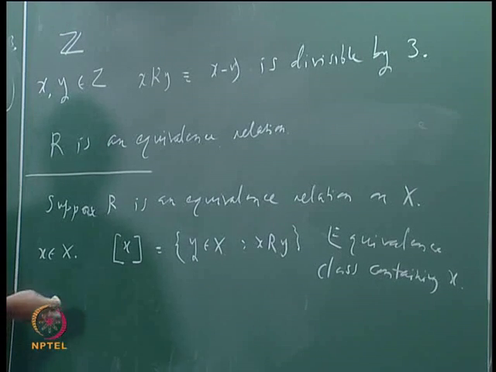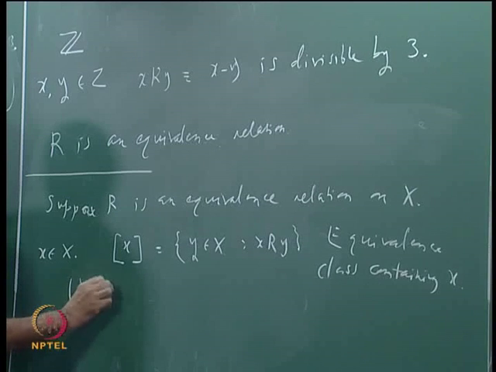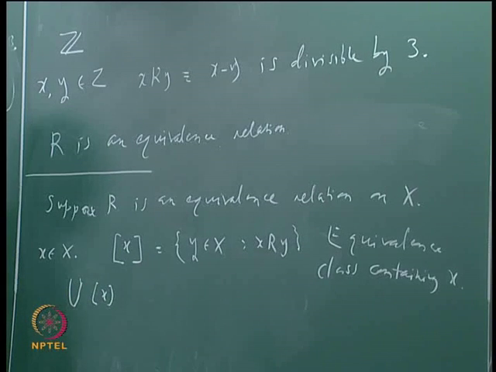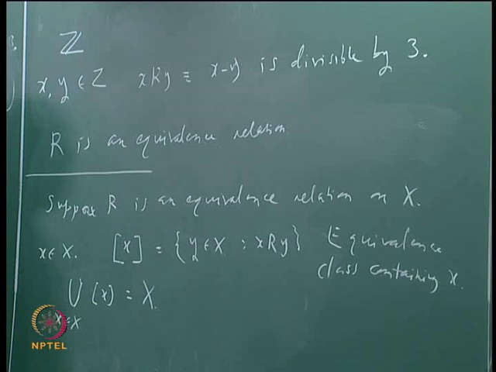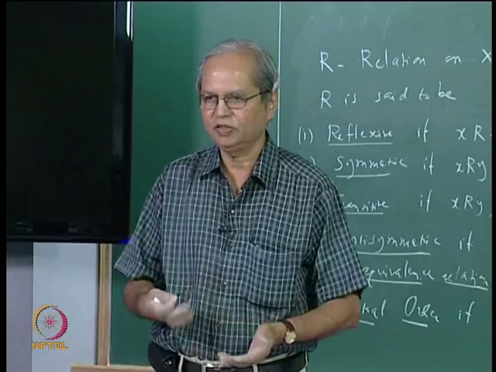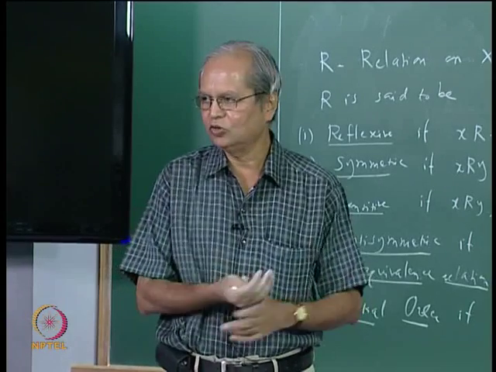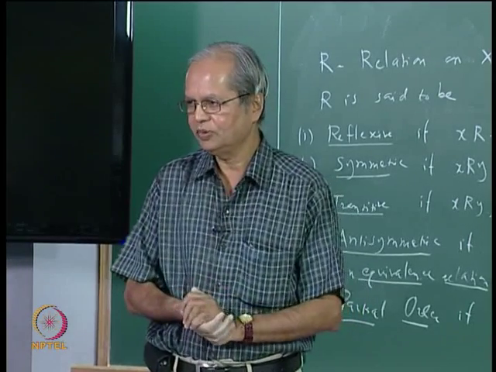So what we can say is that suppose we take the union of all these equivalence classes, and take this x in X, then that union is the same as X. But that is trivial. After all, you are collecting all those elements which are related to a given element, and each element is related to itself. So if you take their union, that has to be the whole of X. There is nothing great about it.